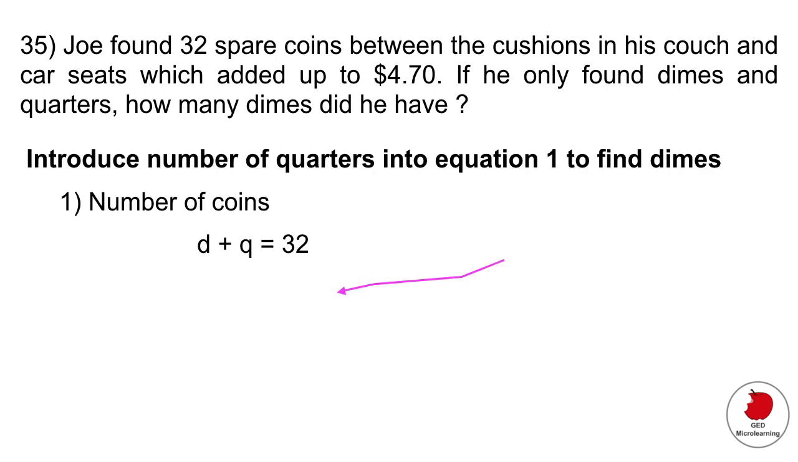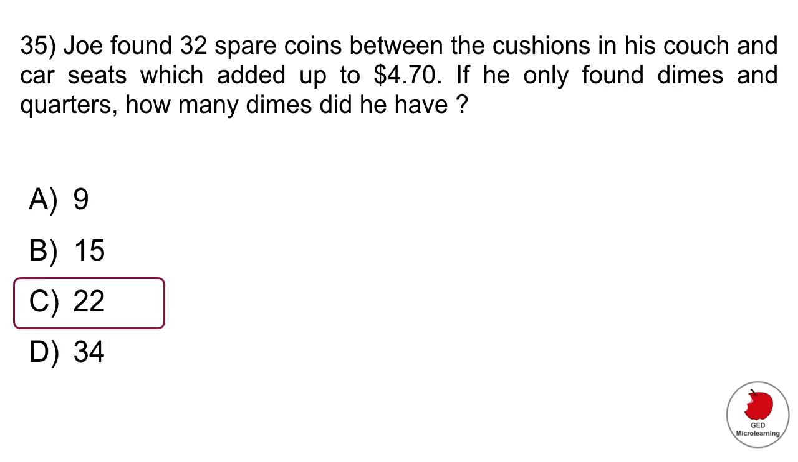And now, remember that we had this equation. We said that dimes is equal to 32 coins minus the number of quarters. We just found out that the quarters were 10. So if we plug that value in, we end up with dimes is equal to 22. So he had 22 dimes, and then he had 10 quarters. So the correct answer is C.